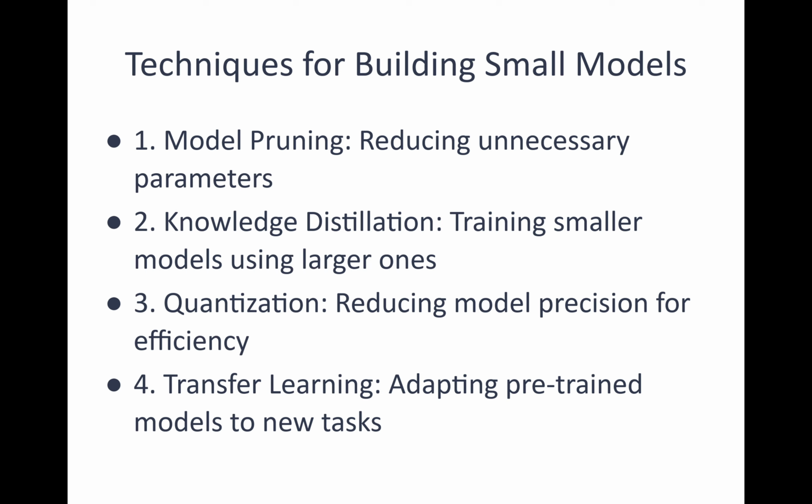Then there is quantization, which reduces the precision of a model's weights and activations, typically from 32-bit floating point numbers to 8-bit integers. The reduction significantly decreases the model size and computational requirements without substantially affecting its accuracy. Quantized models are particularly well suited for deployment on edge devices where memory and processing power are limited. By reducing the model size, quantization enables AI applications to run efficiently on hardware constrained devices.